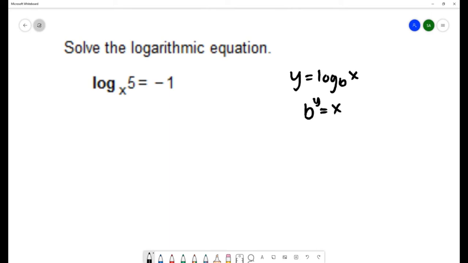So if we're converting this, we would have a base of x. The log always equals the exponent. So we have an exponent of -1. And this expression will equal what's inside the log, which is 5. So we have x to the -1 equals 5. Let's write this without the colors. x to the -1 equals 5.